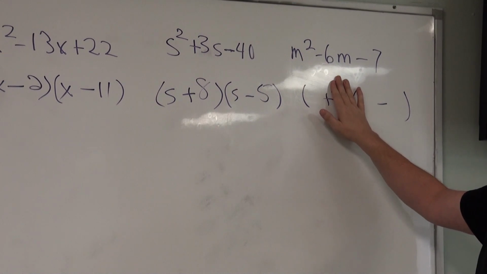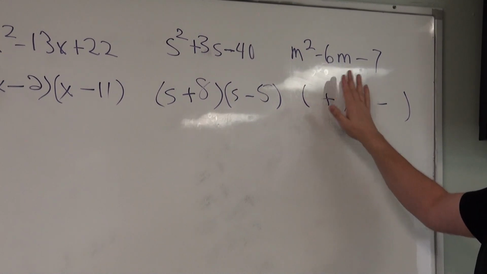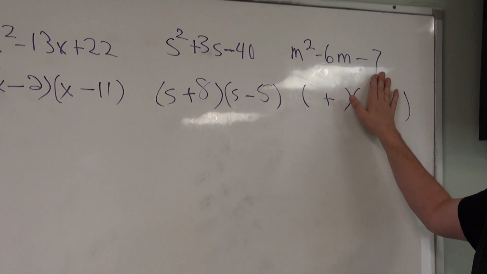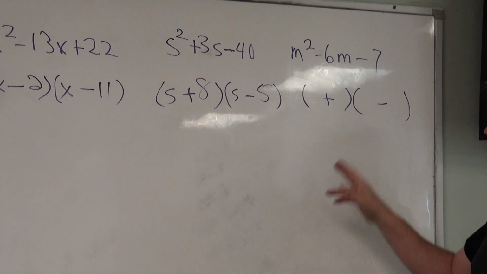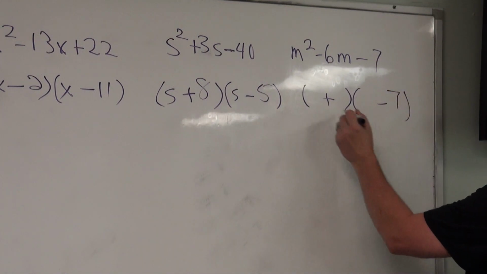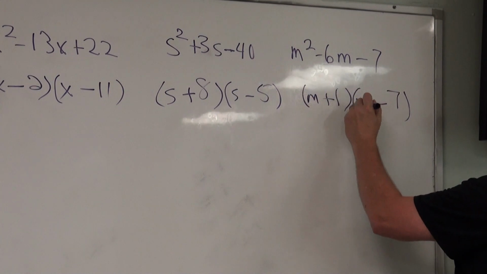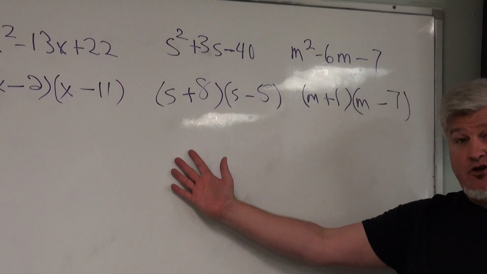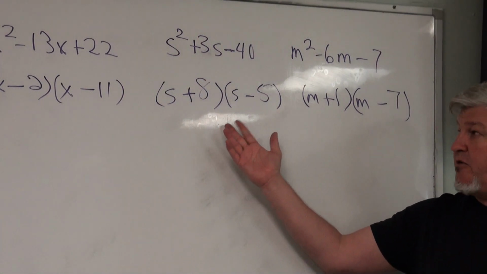Megan? 7 and minus 1. No, just 7 and 1. Not 7 and minus 1, just 7 and 1, because 7 minus 1 is 6. The two factors of 7, when you subtract them, that give you 6, is 7 and 1. The largest of those two factors goes to the negative, 7. The 1 goes here. Put in the variables. And you're done.